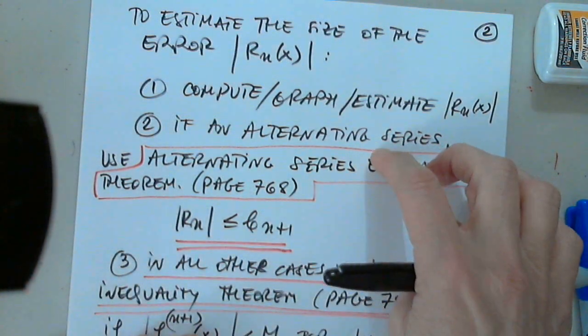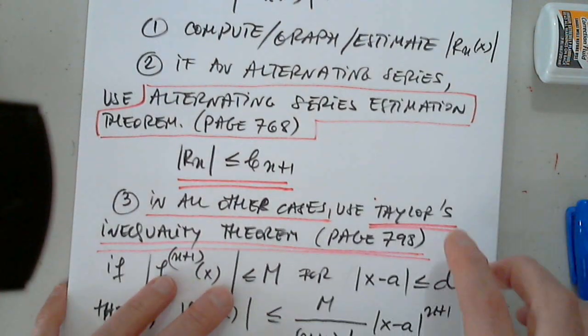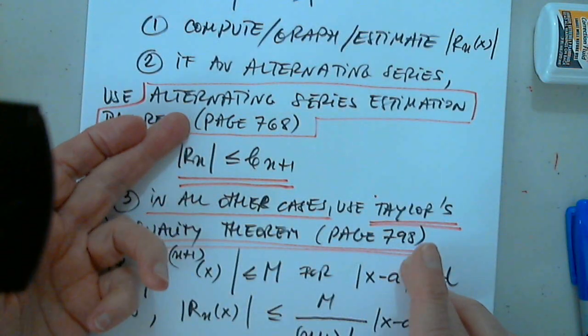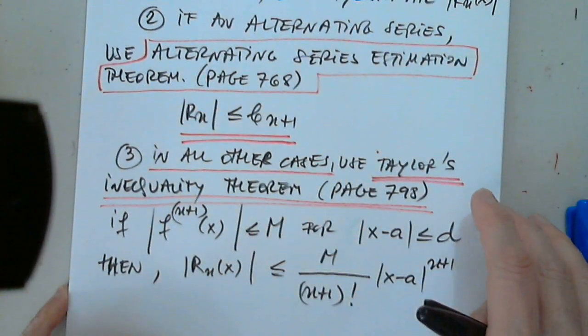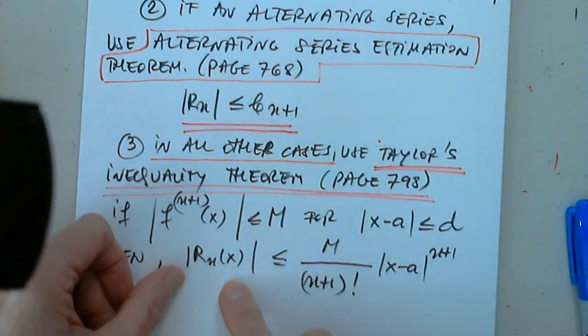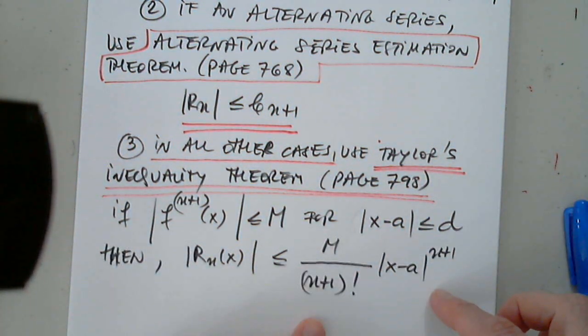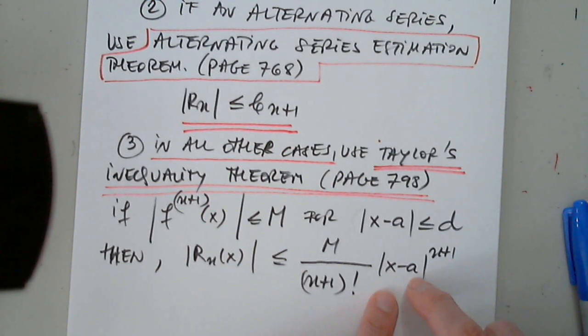What do we do if it's not an alternating series? If this is not an alternating series, then we have something called Taylor's inequality theorem, and it's found on page 798. I did not mention these two before because we didn't use them. Now we use them, so we have to go back to them. So in order to estimate the same thing, Rn, the error, we have to use this inequality, Taylor's inequality. So this is clear. If this is 5, this will be 6 factorial. This will also be 6. X minus a, it's all clear because a is given to us.